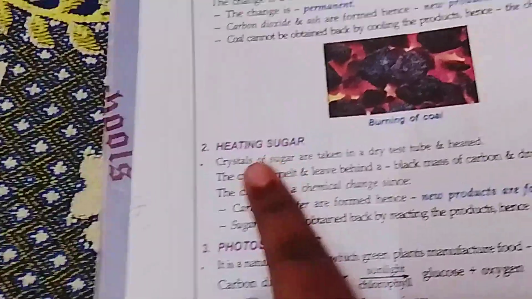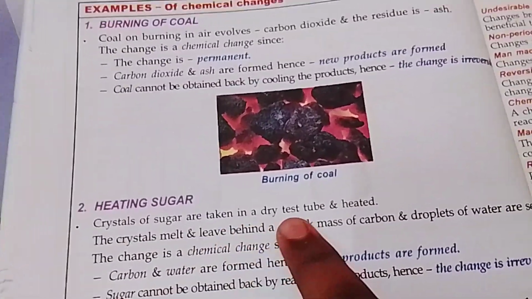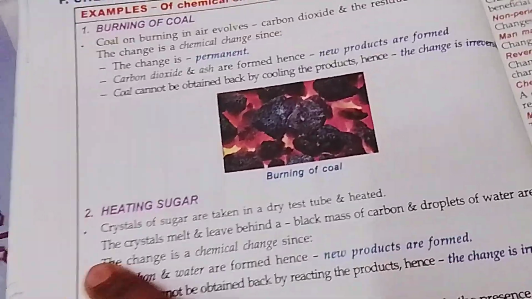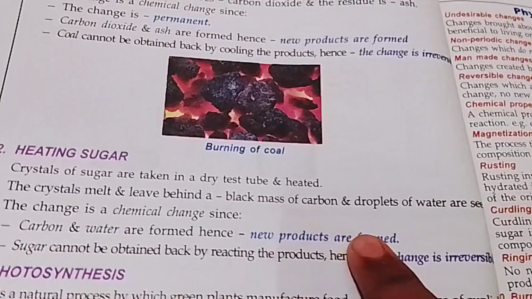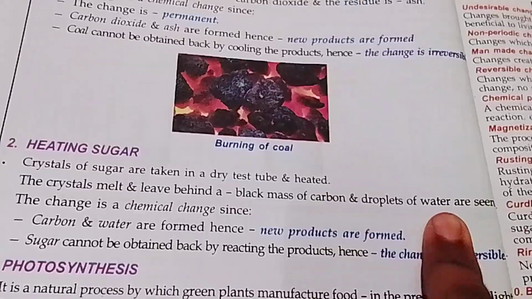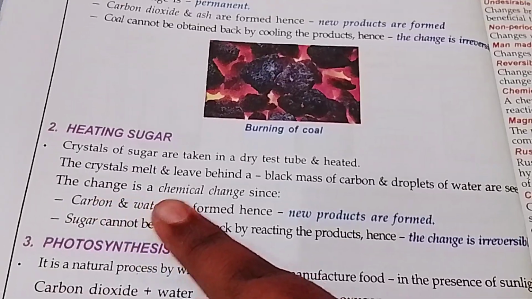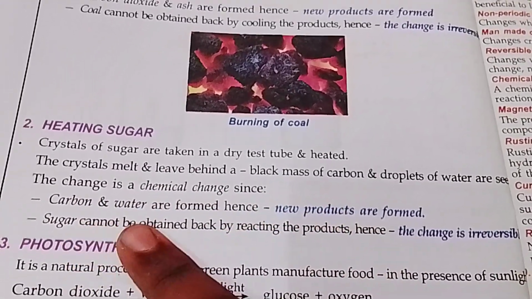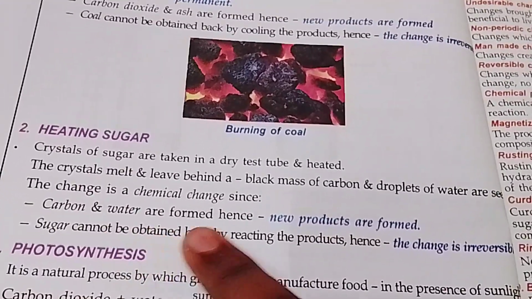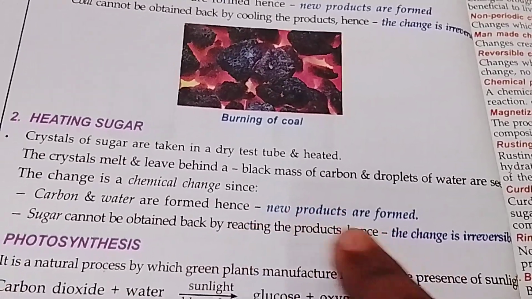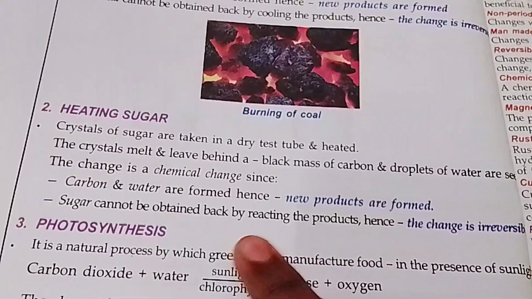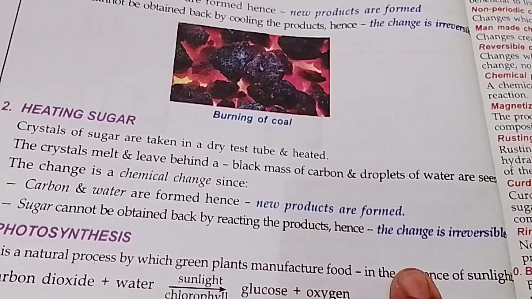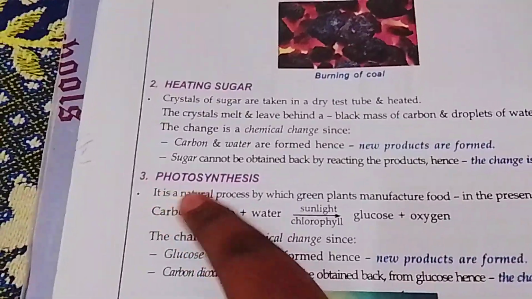Second, heating sugar. Crystals of sugar are taken in a dry test tube and heated. The crystals melt to leave behind a black mass of carbon and droplets of water. This is seen as a chemical change. Since carbon and water are formed, new products are formed. Sugar cannot be obtained back by reacting the products, hence the change is irreversible.